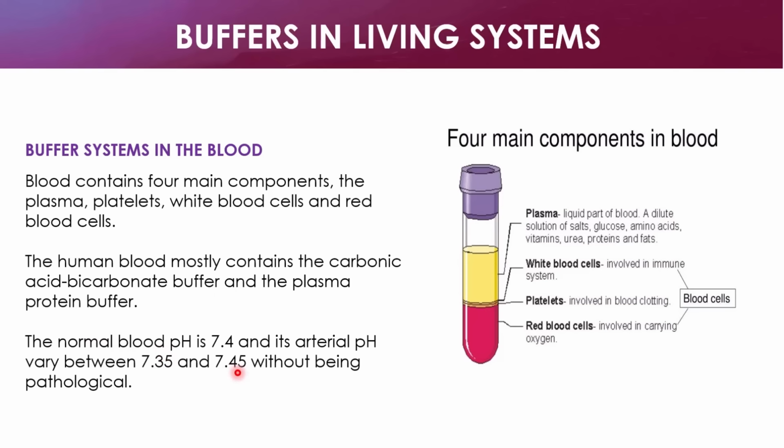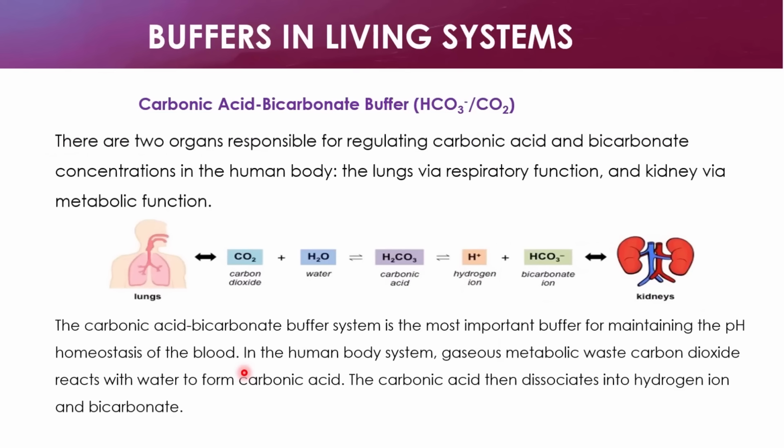In the human body system, gaseous metabolic waste carbon dioxide reacts with water to form carbonic acid. The carbonic acid then dissociates into hydrogen ions and bicarbonate. The dissociation of the carbonic acid to bicarbonate helps to resist dramatic change in the pH of the blood.